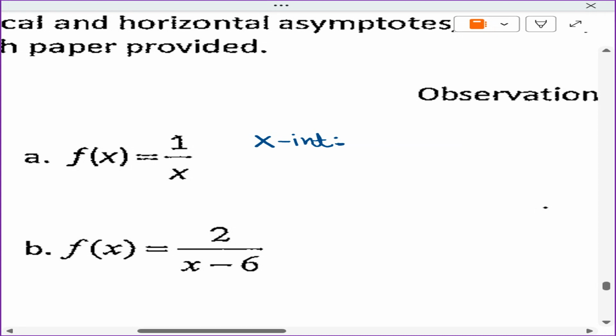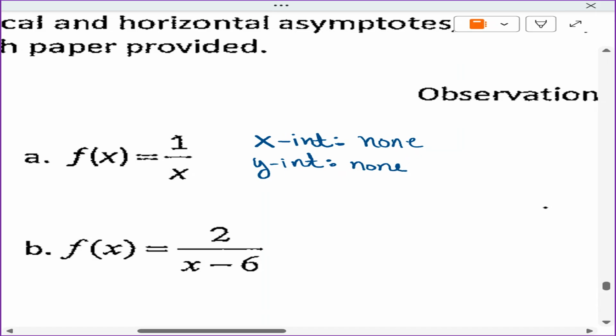Does it? No, it doesn't. There is none. What about the y-intercept? Where does it cross the y-axis? It doesn't, so there is none.